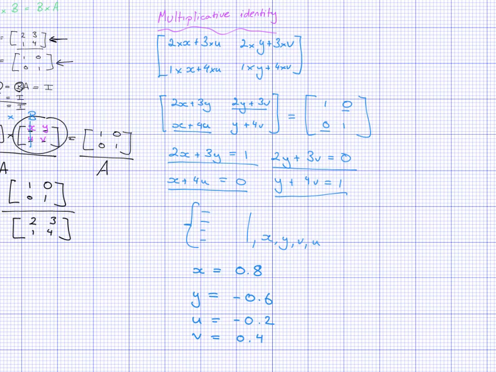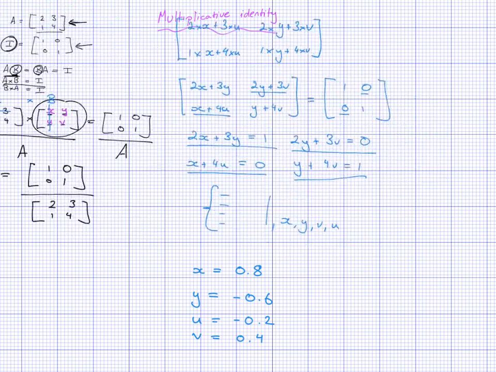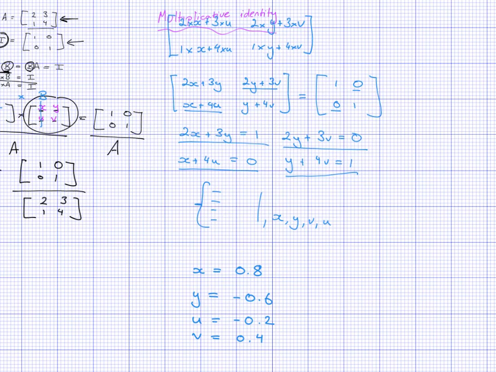All right, so those are the numbers that sit in the B matrix. So it goes 0.8, negative 0.6, 0.4, oops, sorry, no, that's negative 0.2, negative 0.2, and 0.4.